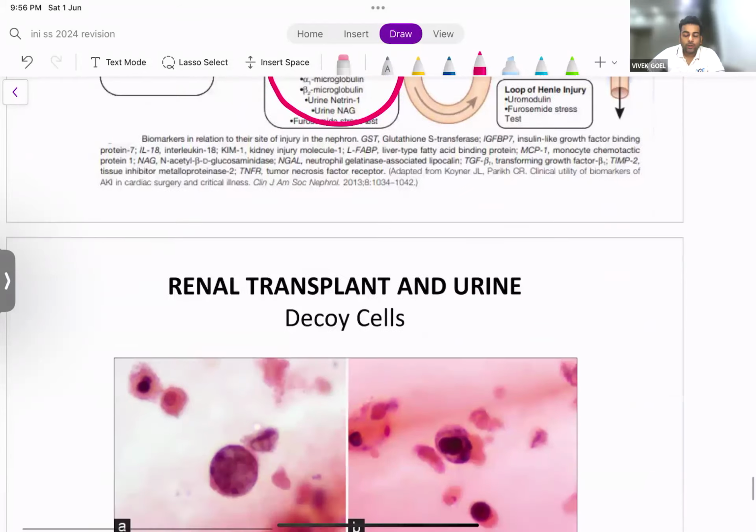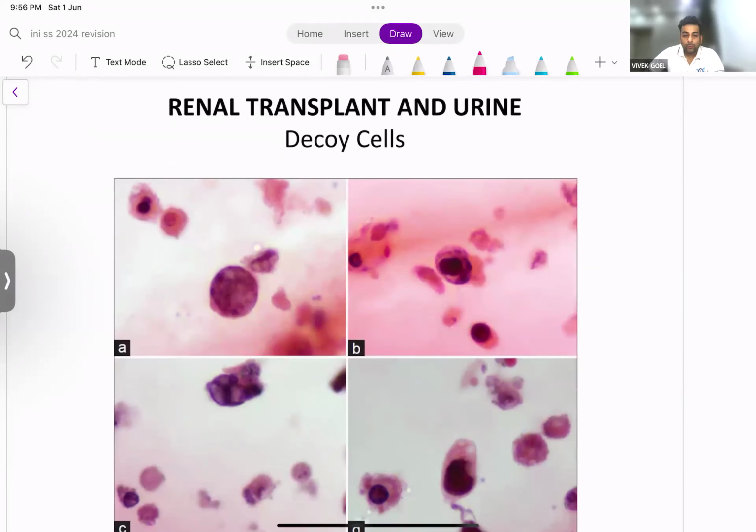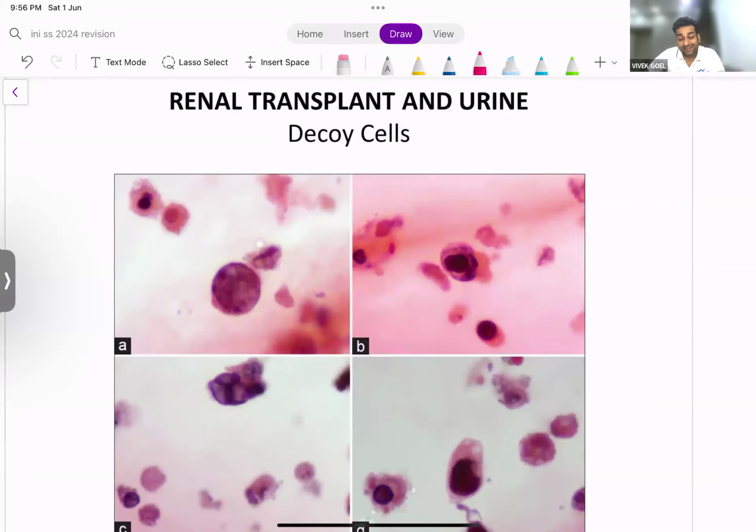In transplant, of course, you have the urinary decoy cells, which are cells with nuclear changes, which actually were detected in RCCs, but in transplant urine, it is mostly indicative of BKV nephropathy. Of BKV nephropathy.